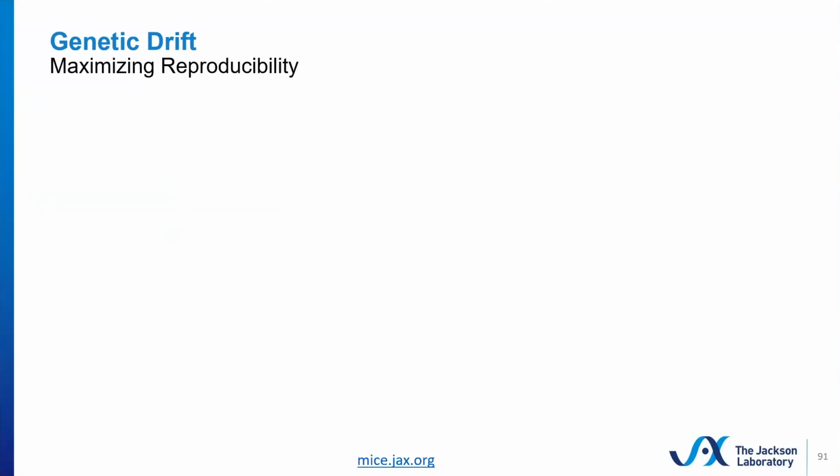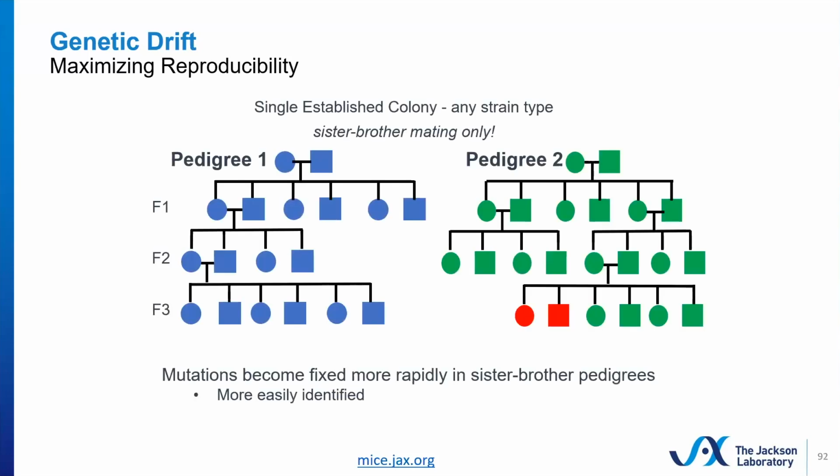So, what do you do if you see evidence of drift in your colony? Let's say we start with initial founder pairs, then breed them to get 2 litters of mice. Then we establish sibling matings from litter 1 and litter 2. With this strategy, you will now have 2 pedigrees, and you never want to interbreed them with each other. And if you continue to breed this way, you essentially have 2 different colonies.